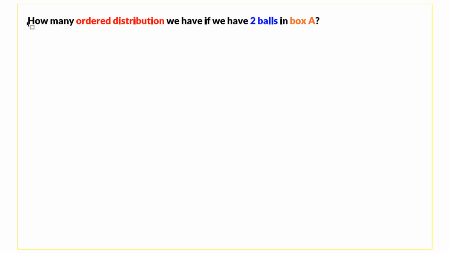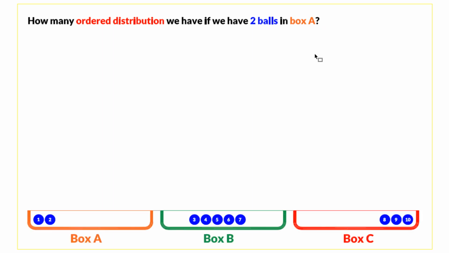Let's answer the question: how many ordered distributions do we have if we have two balls in box A? So now we have two balls only in box A, no more and no less, and we are going to map these balls, and we will highlight the two balls in box A, and we will place the barriers between these balls to reflect the exact mapping of the order we have.